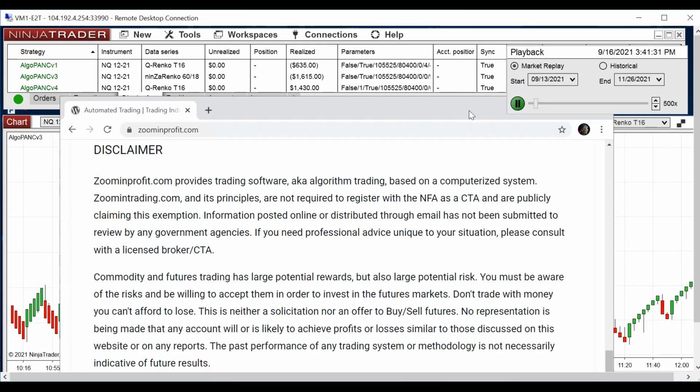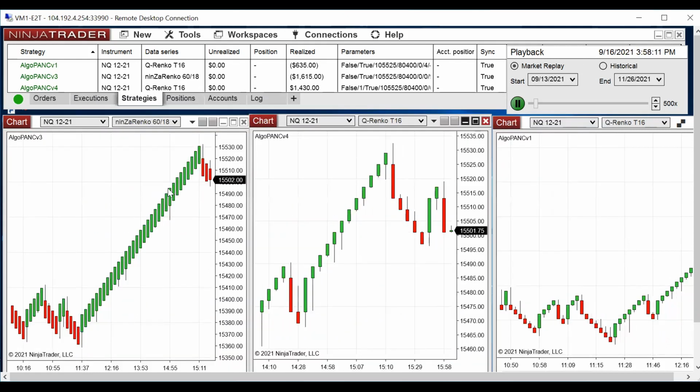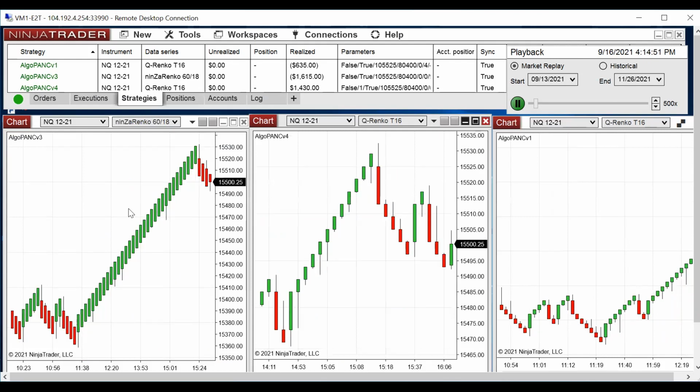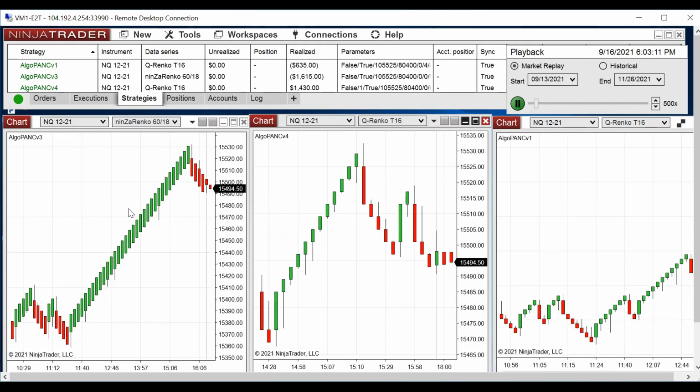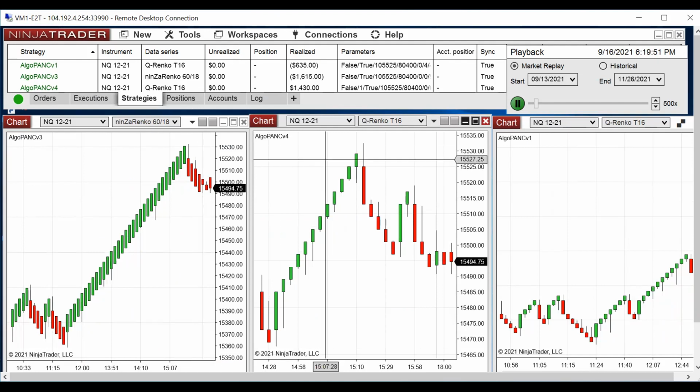With that out of the way, let's see the three charts we have: NISA Renko 16, on all of them trading the NASDAQ E-mini NQ. So the NISA Renko 60 and the Lizard Renko QT16. The strategy on the left trades starting at 9 a.m. until 9:55. So that's only 55 minutes.